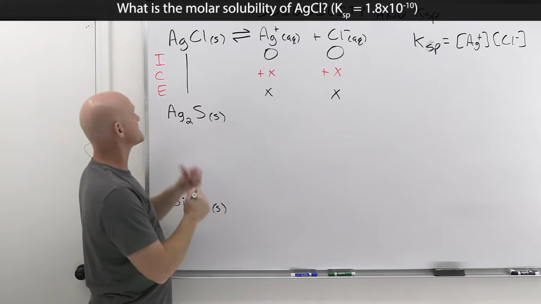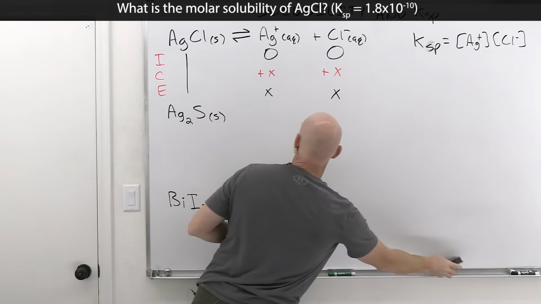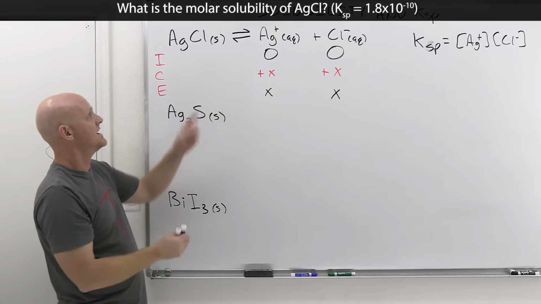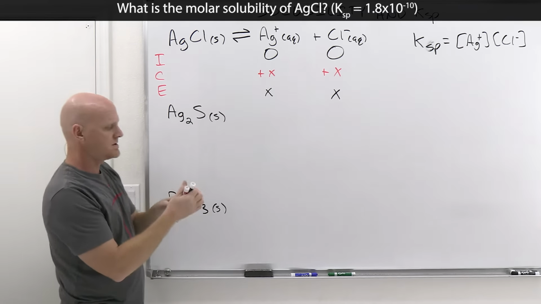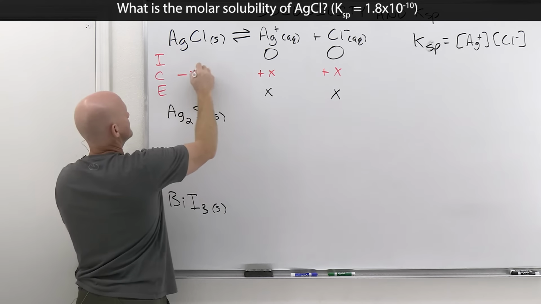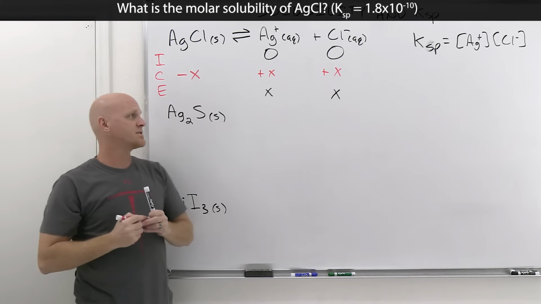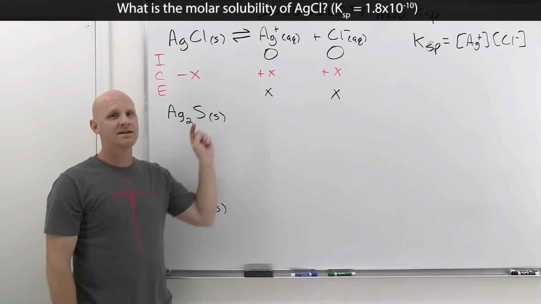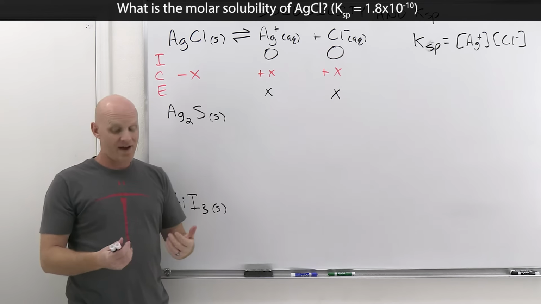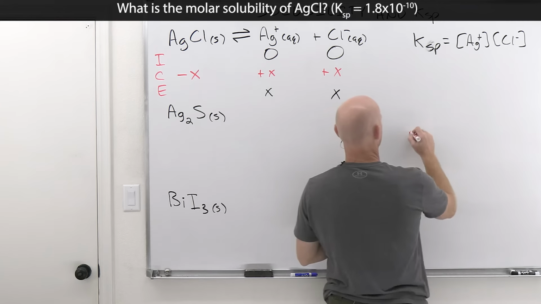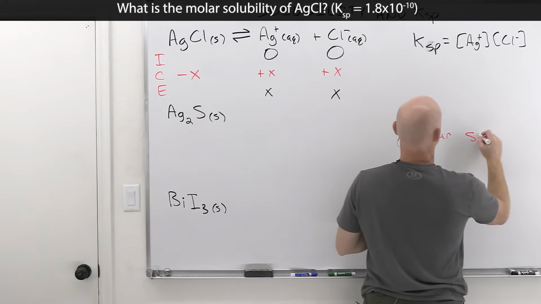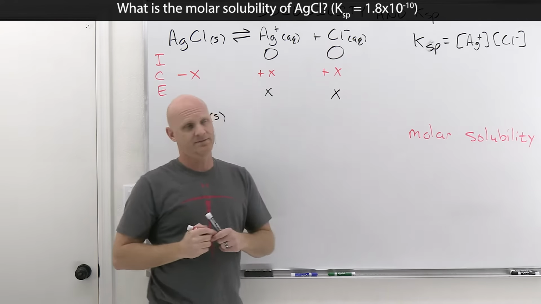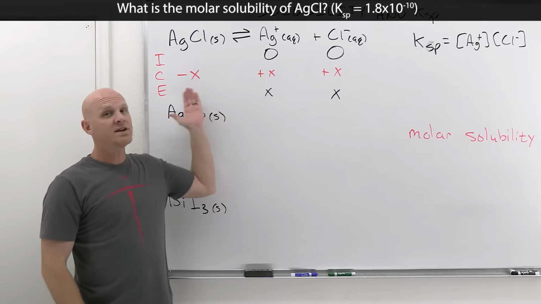Now the important thing is I said I was going to fill something in back over here, and we're going to do that. The only part I really care about filling in is the change. Based on the 1 to 1 to 1 ratio, this is going to be a minus x. And that's important. This x, it turns out, is the molar concentration of the solid that dissolves in water. And that gets a special name. We call that the molar solubility. So special name, and it's always going to equal x in the ICE chart.